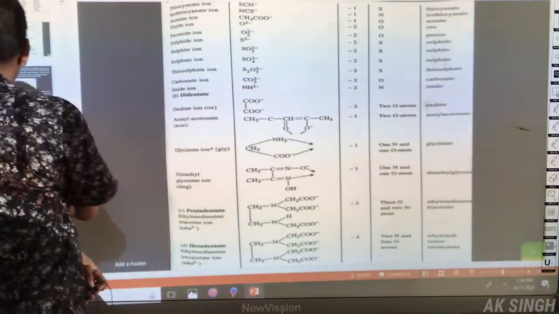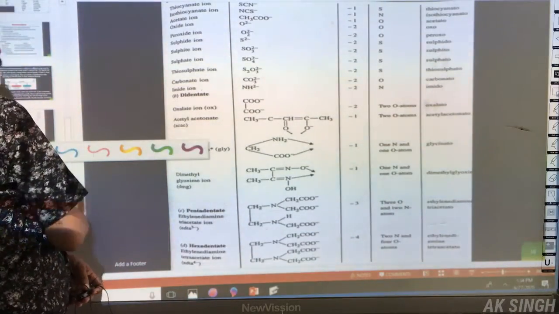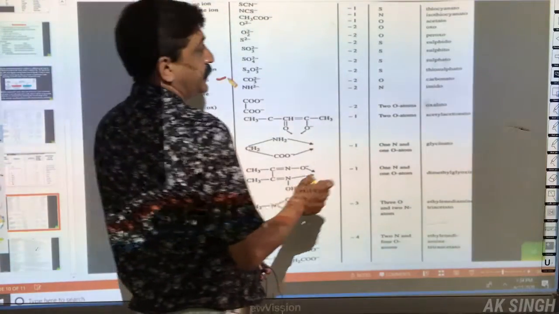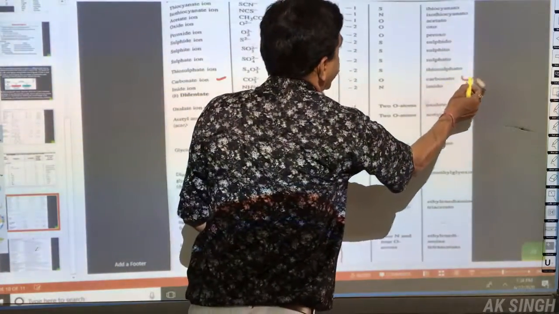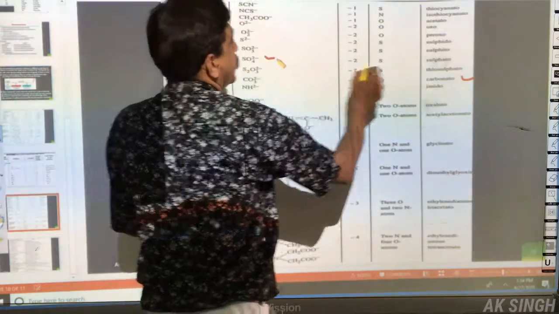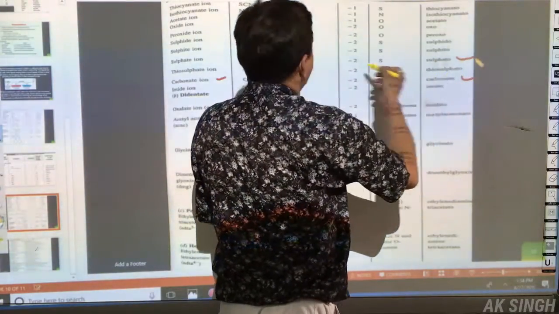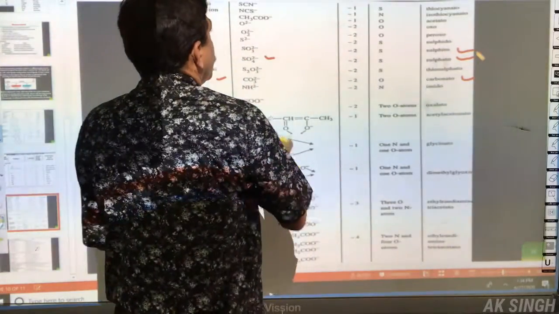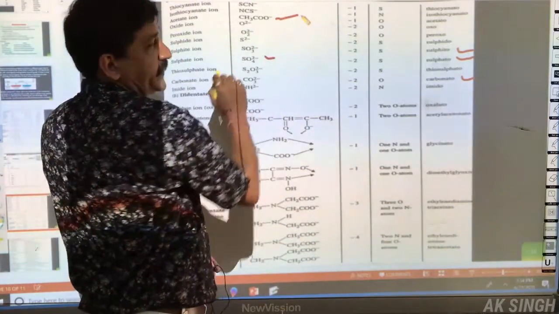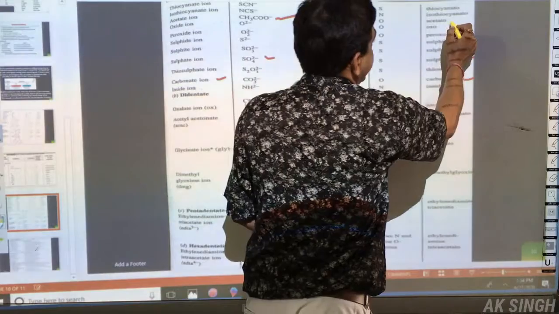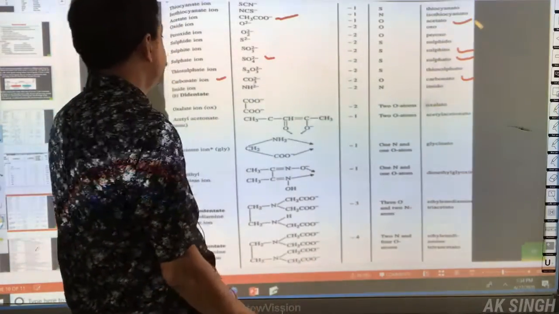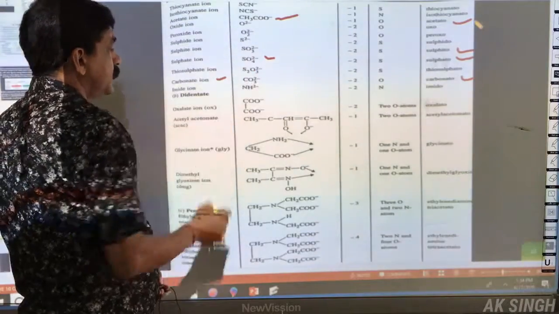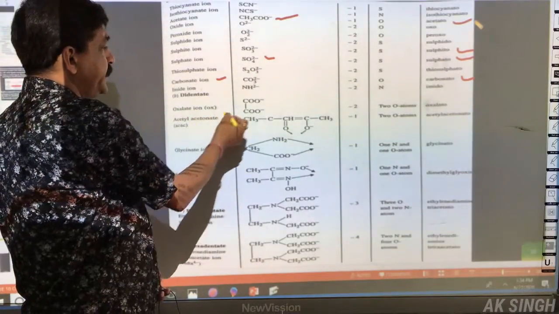A few more ligands for the nomenclature that are important. Just see one, the carbonate ion. Here we write carbonato. For sulfate, sulfato; for sulfite, 2 negative, sulfito. Likewise, the acetate ion, in organic chemistry it is acetate, and in coordination chemistry we write acetato. So these are the unidentate ligands, now again the bidentate.